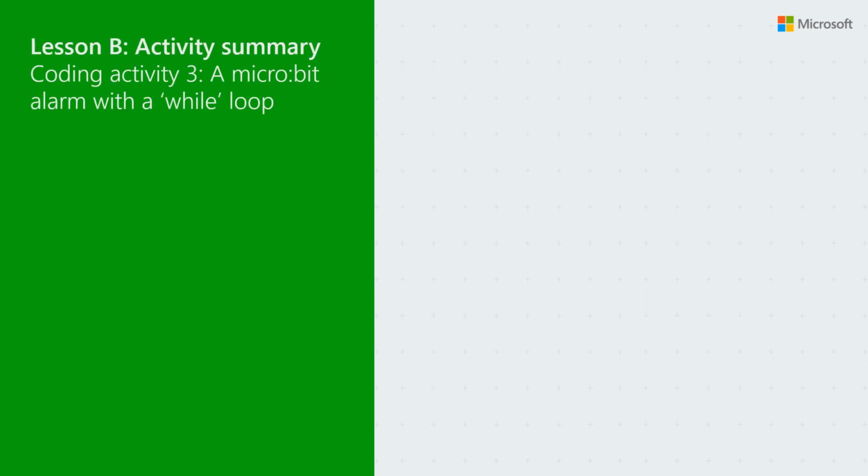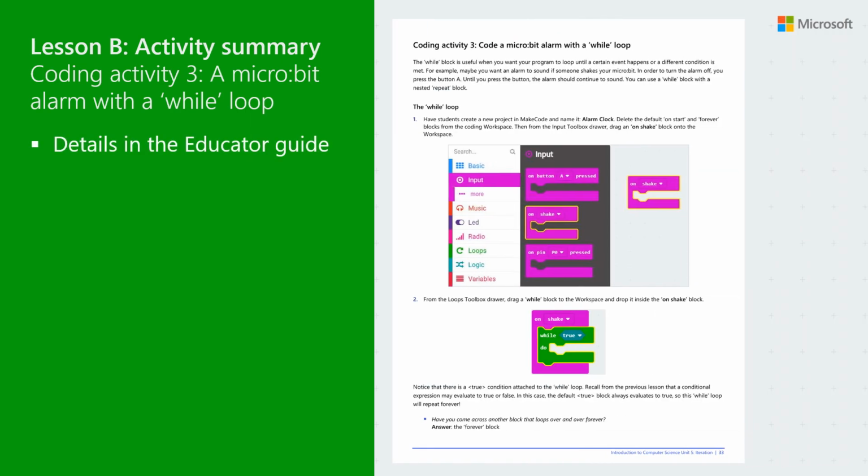And then for the third coding activity in Lesson B, you're going to follow the instructions to code a microbit alarm with the while loop. And so at the end of the activity, you can either demonstrate how to attach headphones or speakers to the microbit, or again, if you have version 2, you don't have to worry, it already has a built-in speaker. Or you can always just play the sound in the microbit simulator in MakeCode.